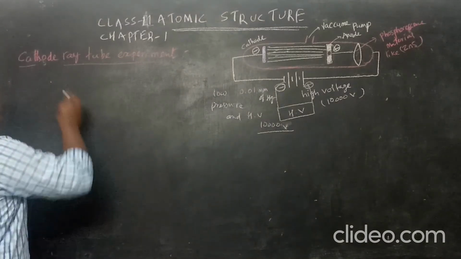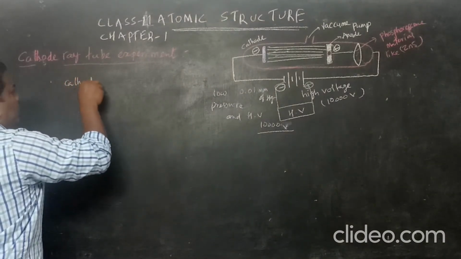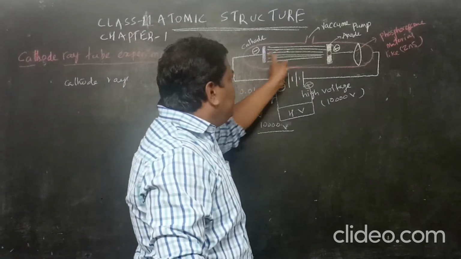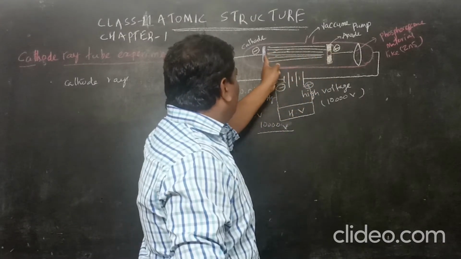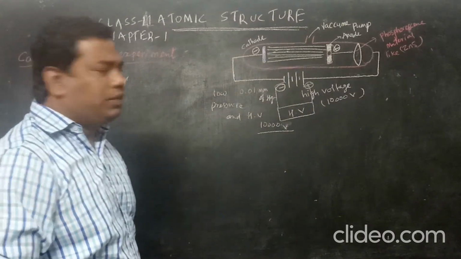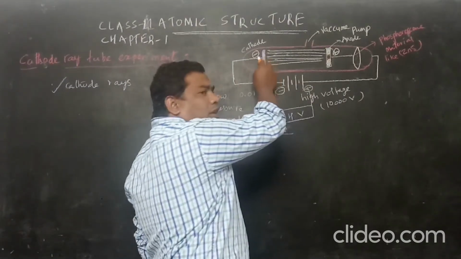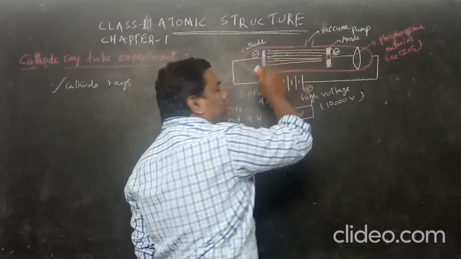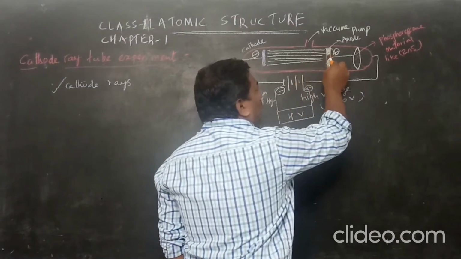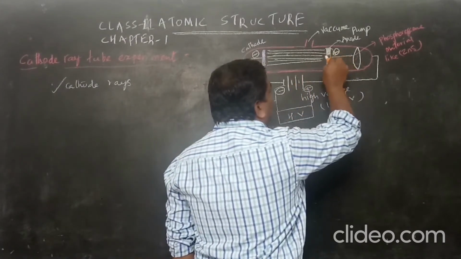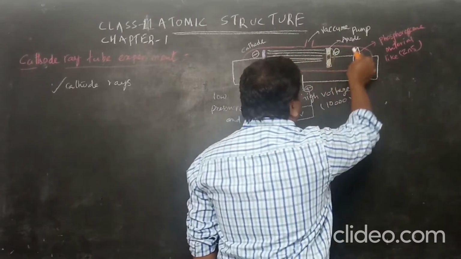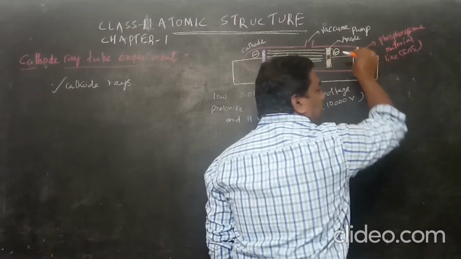Clear? The rays which originate from the cathode move towards the anode, so we call these rays cathode rays. Okay, clear? The rays travel from cathode to anode, but we can't see them with the naked eye. The anode plate has a hole, and if the rays travel through this hole, the backside of the anode glass tube becomes hot.